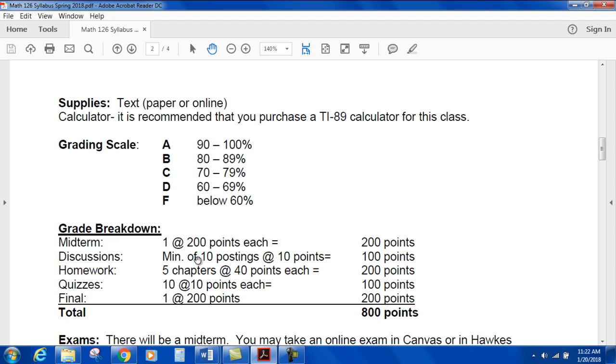Midterm, we have at 200 points. Discussion, minimum of 10 postings, 10 points each. So once you hit 10 postings, you get the full credit. You could do more than that. That'll be 100 points. Homework, 5 chapters at 40 points each. Quizzes, 10 at 10 points each, and a final at 200 points.